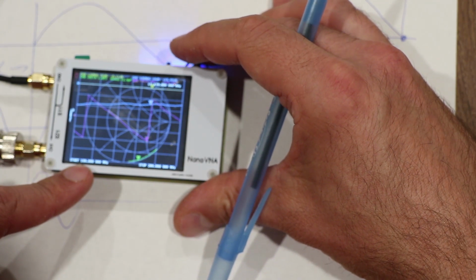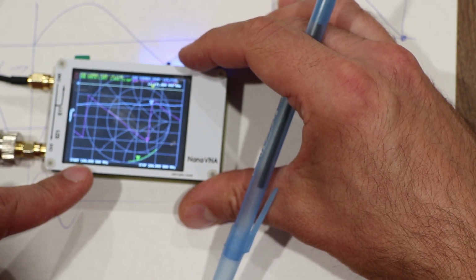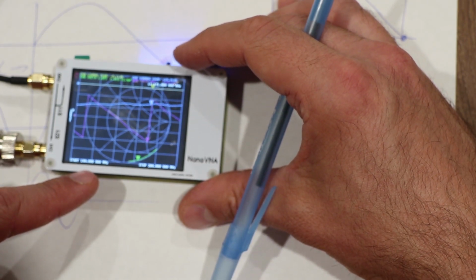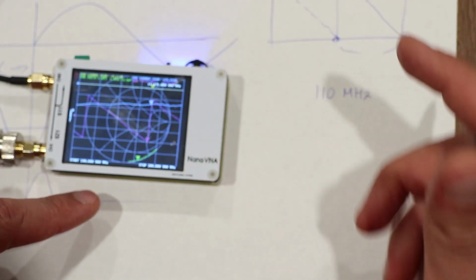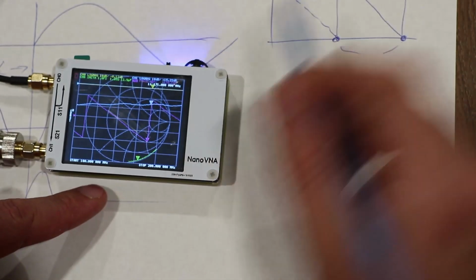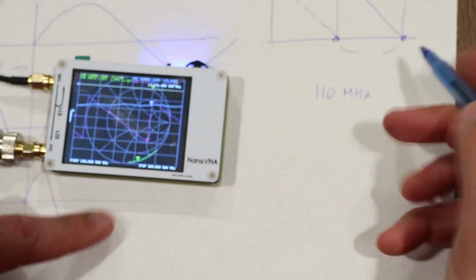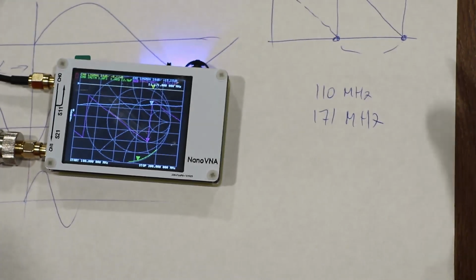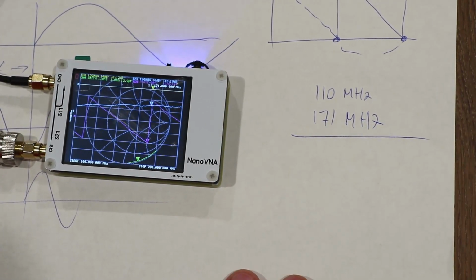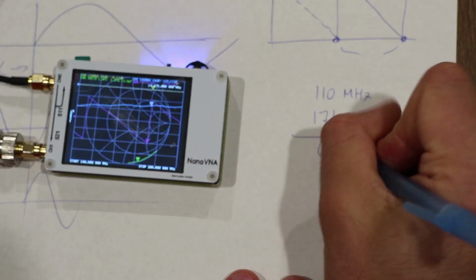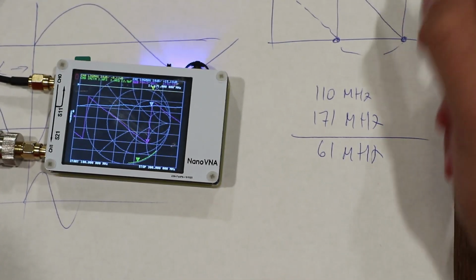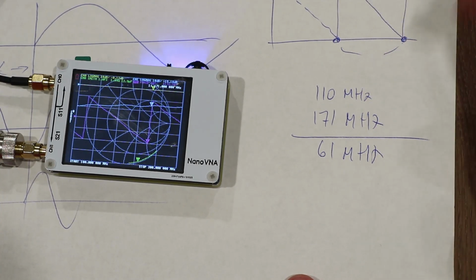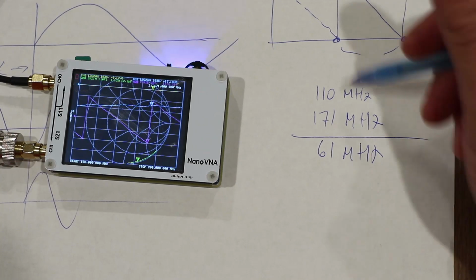I'm coming here, and I'm almost there. So 171. Okay, so this is, or 170. Yes, 171. 171 megahertz. Okay, so the difference is 61 megahertz. So every 61 megahertz, the phase shift will complete 360 degrees. So essentially it will be kind of reset.